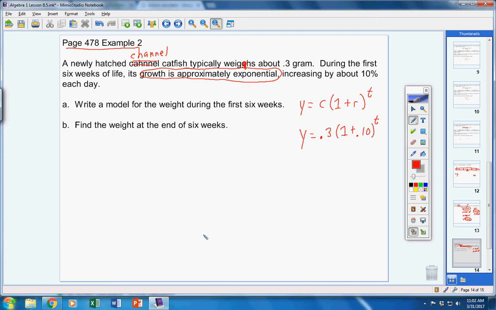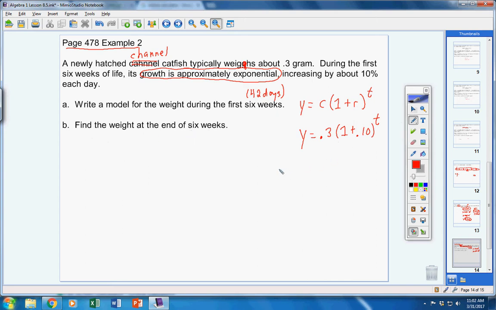That's it. Now, some students would want to put, let's see, it says they gain 10% each day, and we're dealing with 6 weeks. So how many days are in 6 weeks? 7 times 6, 42 days, right? So some students might want to put a 42 here. If you did that, I have no problem with that. If you put a t there, I have no problem with that. Either way is fine. Now, we take this model right here, and we find the weight at the end of 6 weeks.